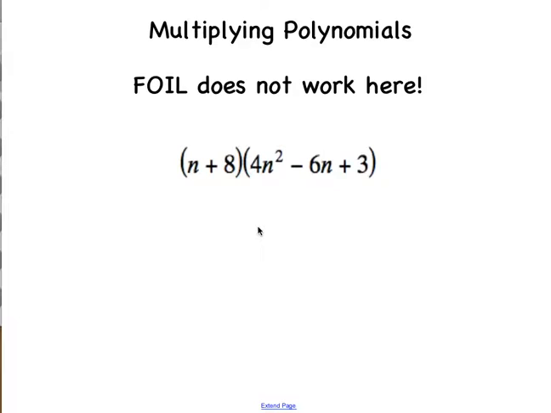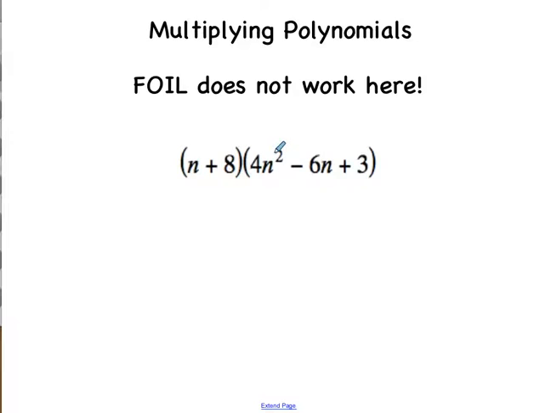Multiplying polynomials. Remember I talked about the word FOIL and how it doesn't always work. It doesn't work when one of my factors has more than 2 terms. So I like to think of it as distributing. We're first going to distribute the n, then we're going to distribute the 8. And I like to organize myself as I go so that I can add my like terms. You'll see what I mean in a second.